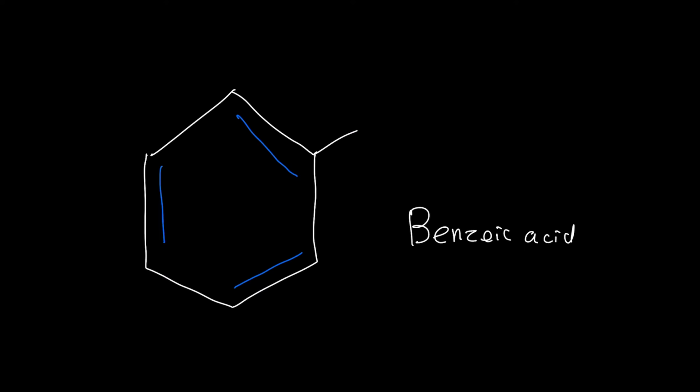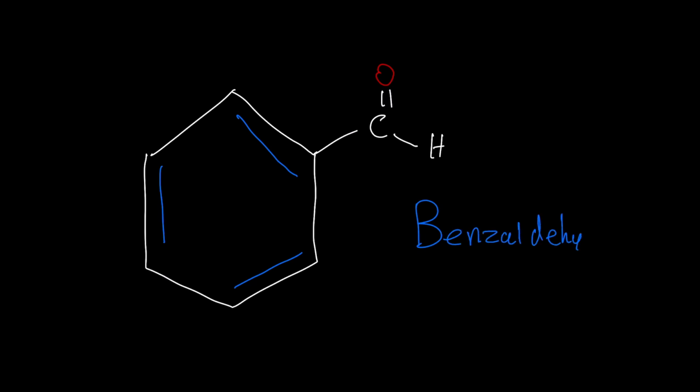Now if you see the benzene attached to an aldehyde like this, this is going to be benzaldehyde. And if you see CHO attached to it like this, it means the same thing as benzaldehyde.